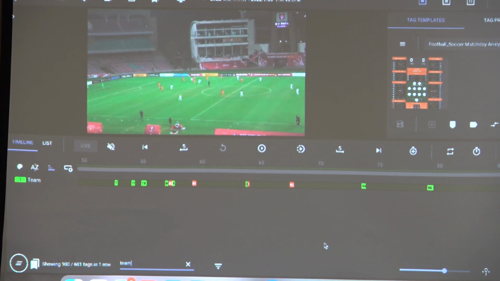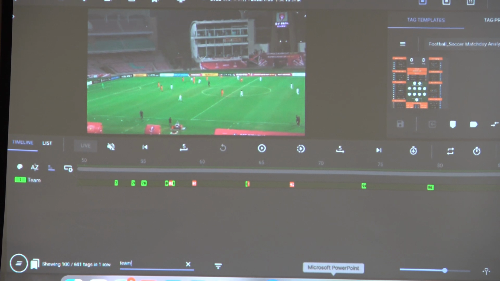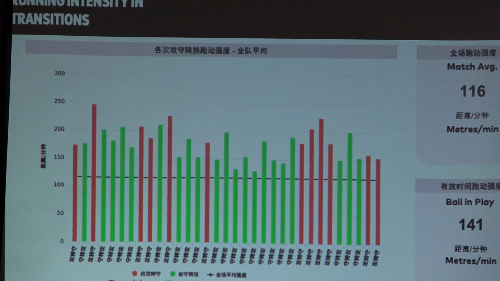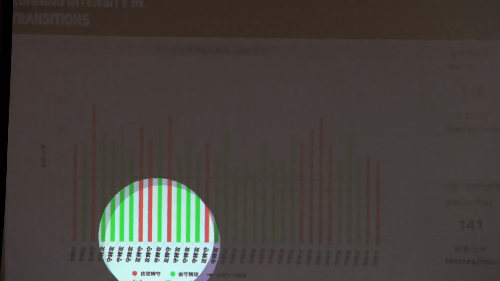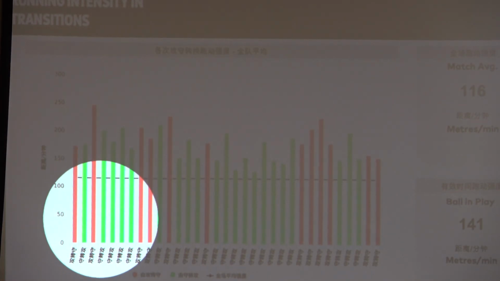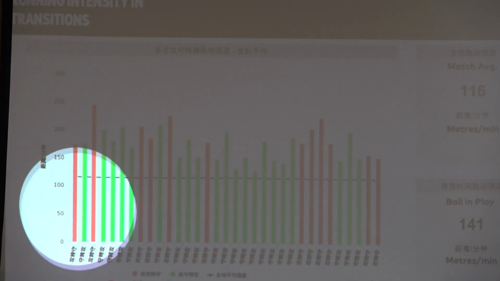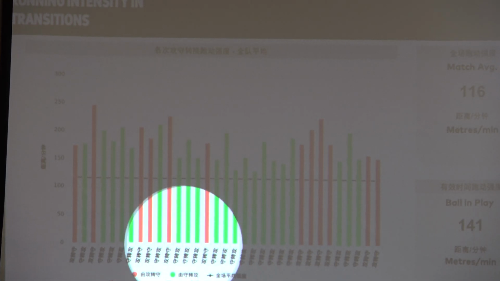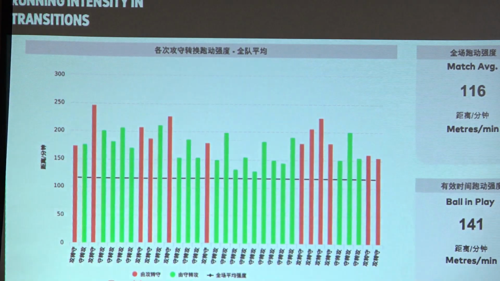And I'll bring this back to the GPS. And then we can have something like this. So in the report, all the green bars here are the running intensity, distance per minute for each offensive transition, and the red bars are the running intensity for each defensive transition.